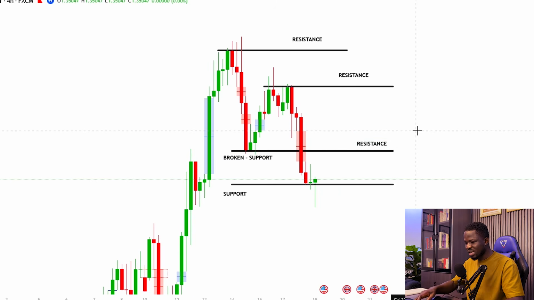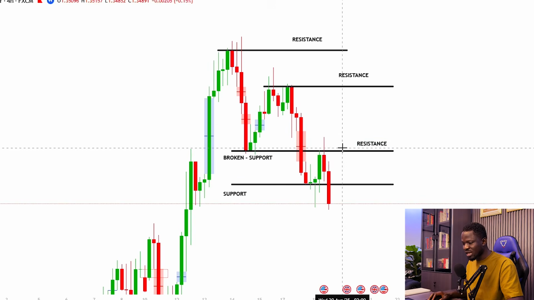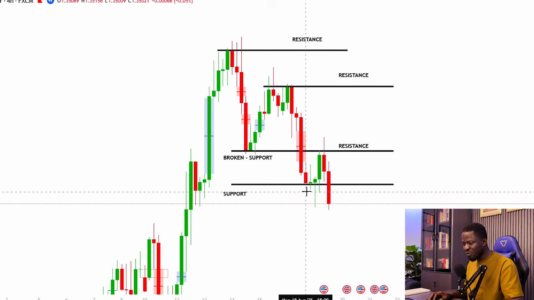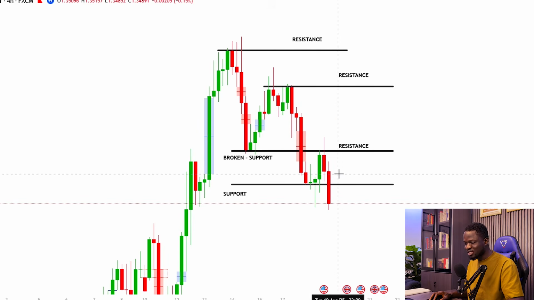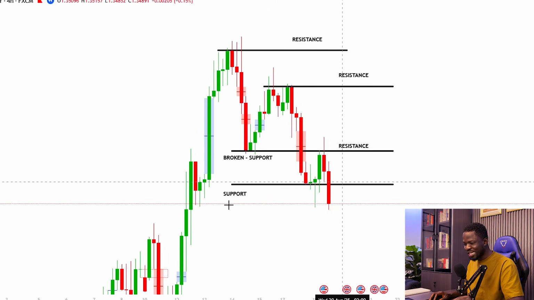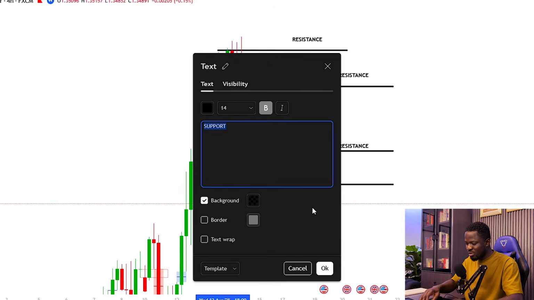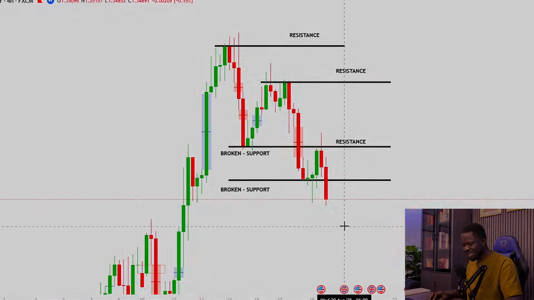So let's play the candlestick. Finally, the price action mitigated this zone called the new resistance and price invalidated the new support. So we're going to change the new support to broken support right now because price action just invalidated it. Yeah, that is the end of today's video.